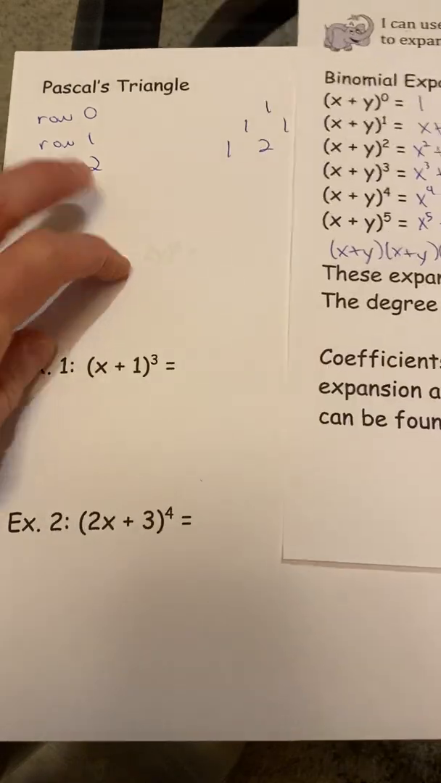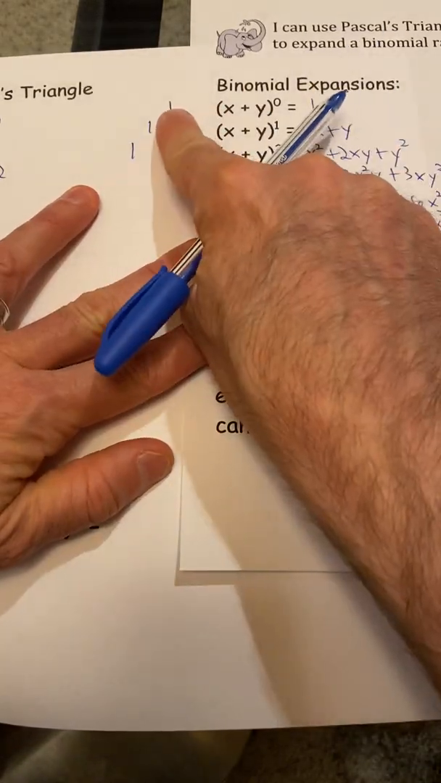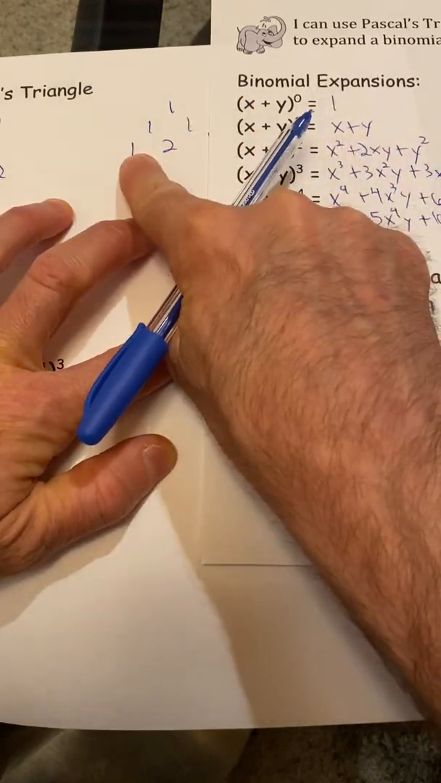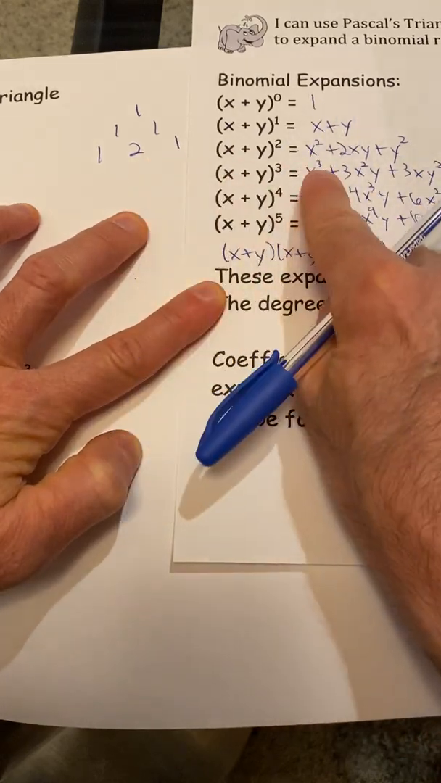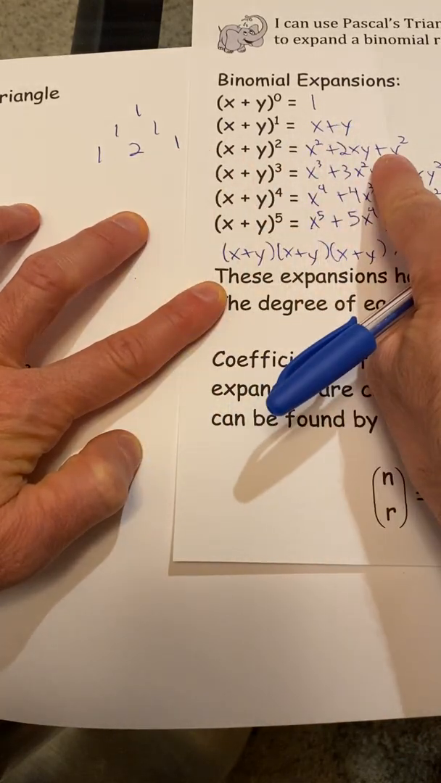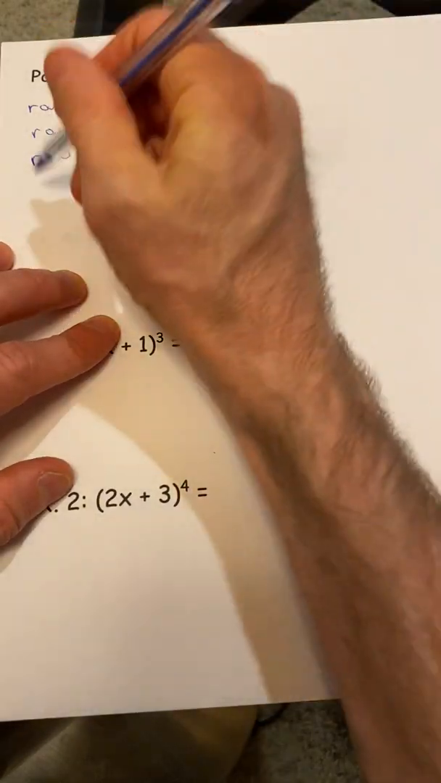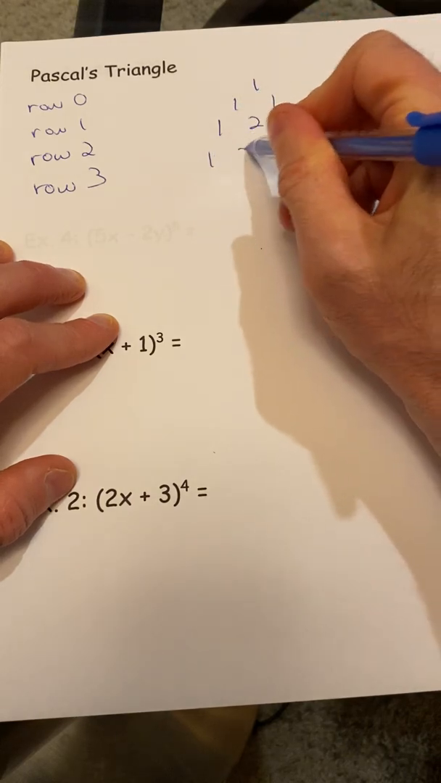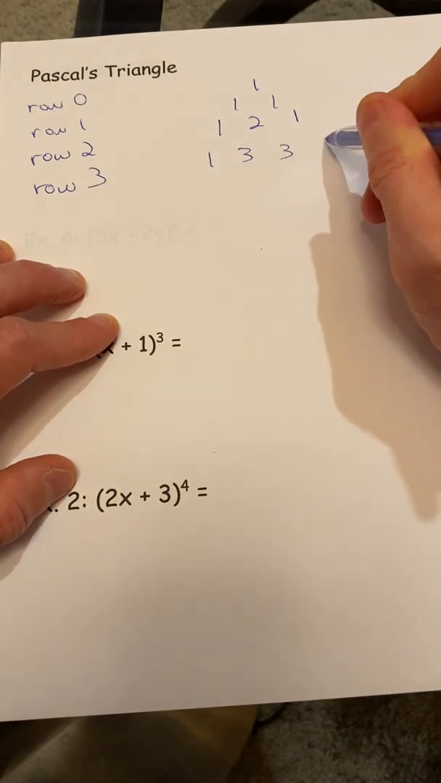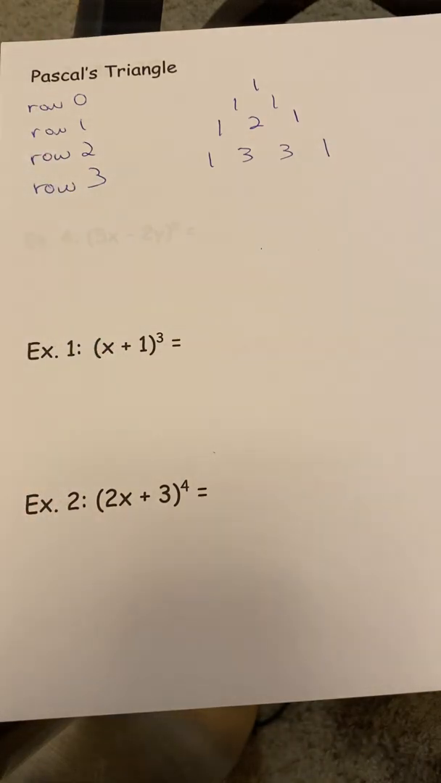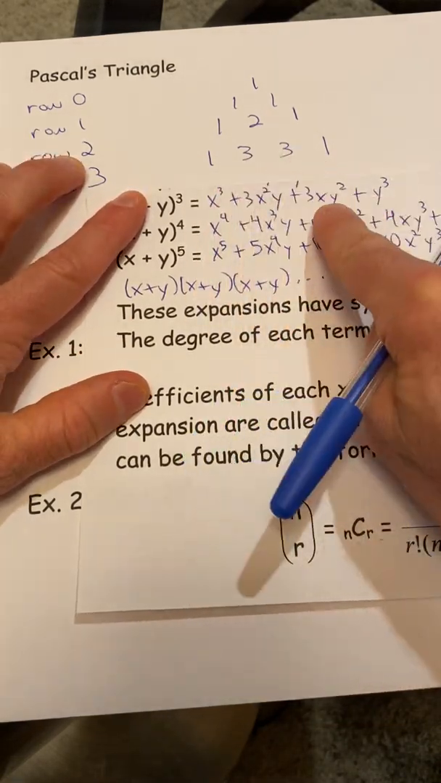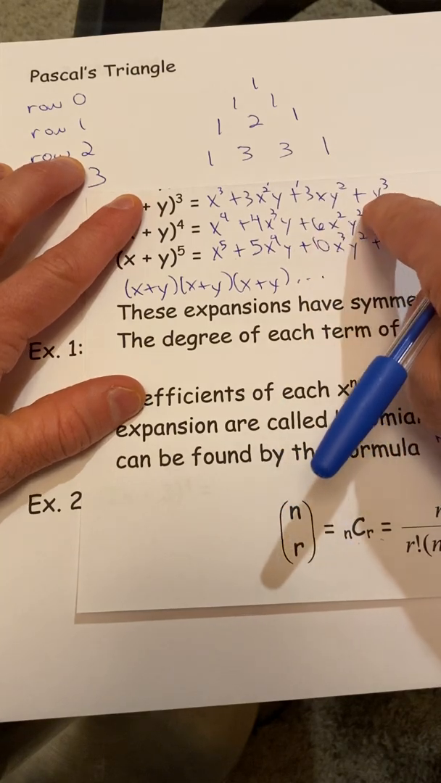Well, here is, if I can get these so they show up. There's your 1, 1x plus 1y. 1x squared, 2xy, 1y squared. Well, row 3, there is a 1 on the outside, then 3, add those 3, and 1. Well, let me actually fold this over. We have x to the third, 3x squared y, 3xy squared, 1y, or y to the third.